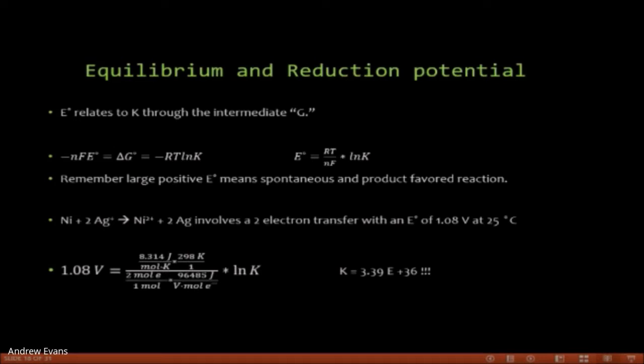Our K expression would be nickel 2 plus over silver plus squared, because we wouldn't include the solids. But the idea here is that the ratio of silver to nickel is essentially broken. Very much so. You'd have an incredibly small number of silver left in solution and a very large amount of nickel in solution.